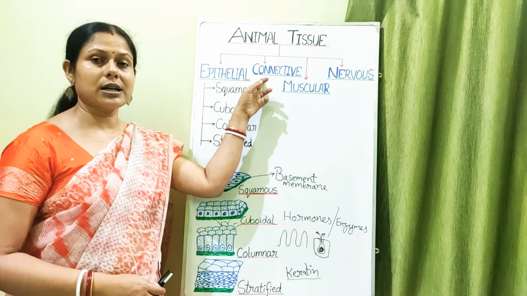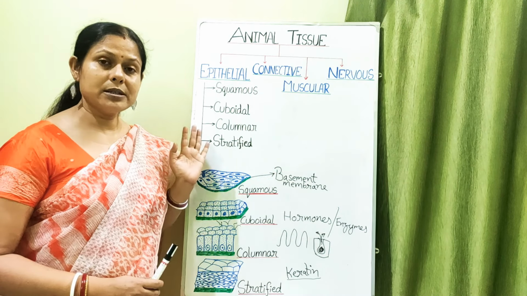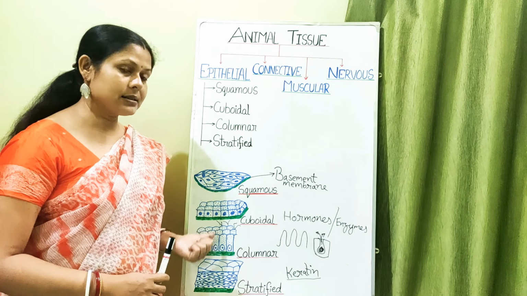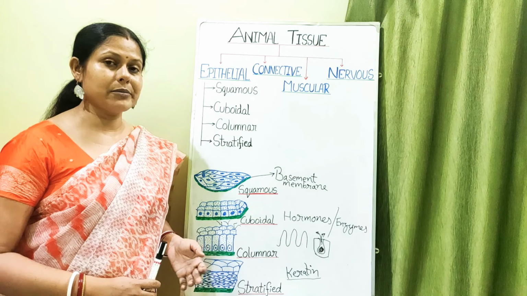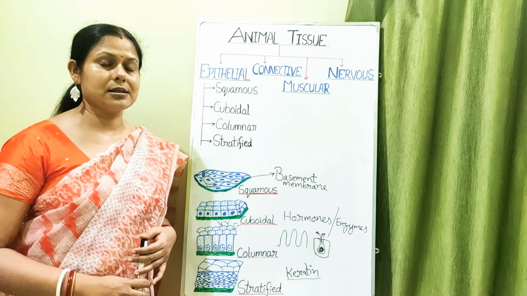Next we will move on to the connective tissue, followed by muscular tissue and nervous tissue. Whatever has been discussed today, go through your NCERT book, and practice the diagram along with the things which I have mentioned, and then we can smoothly take up the next topic, that is the connective tissue.